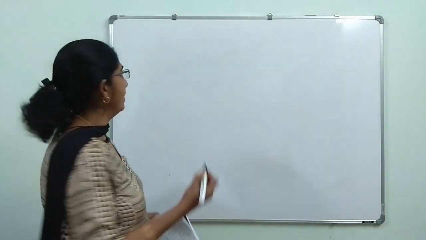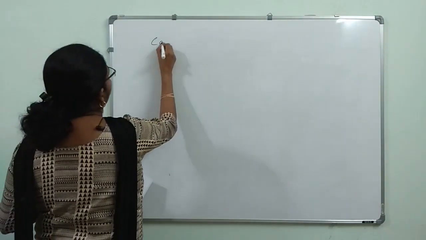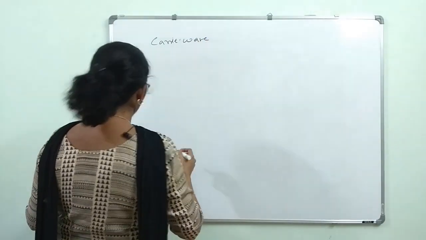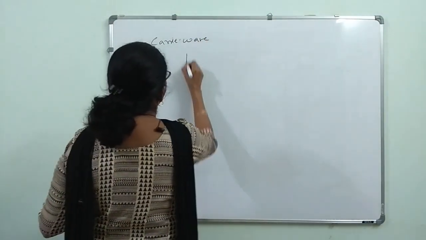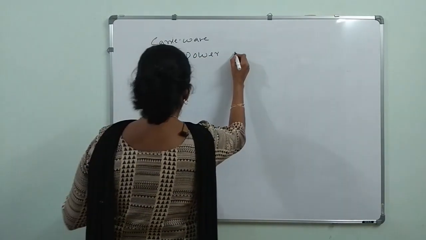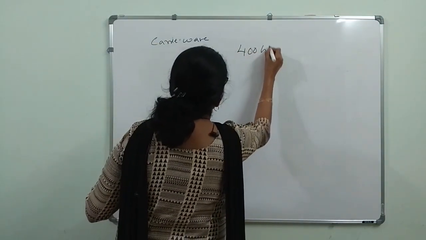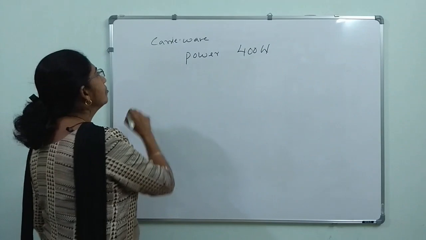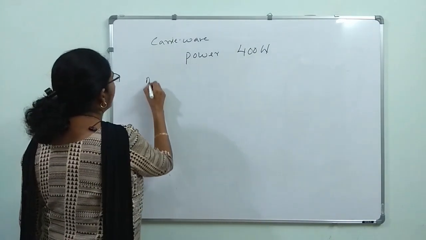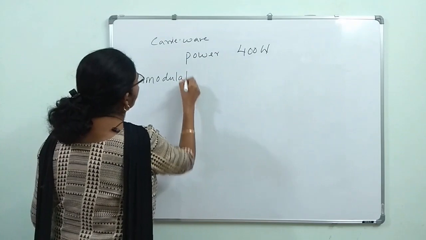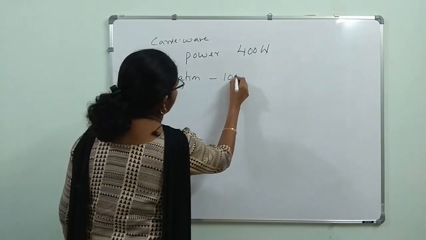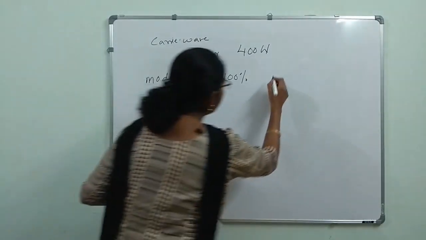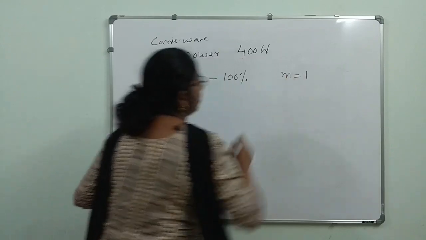Now let us consider an example of a carrier wave. I am considering a carrier wave which has a power of 400 watts. We are applying 100% amplitude modulation. Modulation is 100% means modulation index M is having value 1.